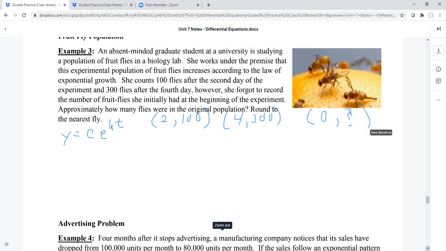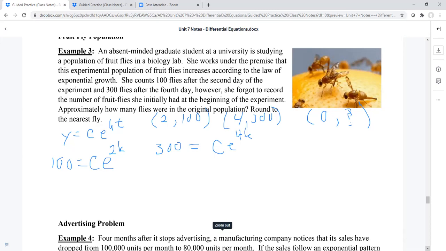So we're going to have to do 2 equations with 2 variables here. So this is a little harder. So we're going to stick 100 in for y. I'm using this first point, and I'm going to stick 2 in for t, and I get that equation right there. And then I'm going to do another equation where I use the other point, and I'm going to get 300. Okay, and that's going to equal, sticking that in for y, C e to the 4k.